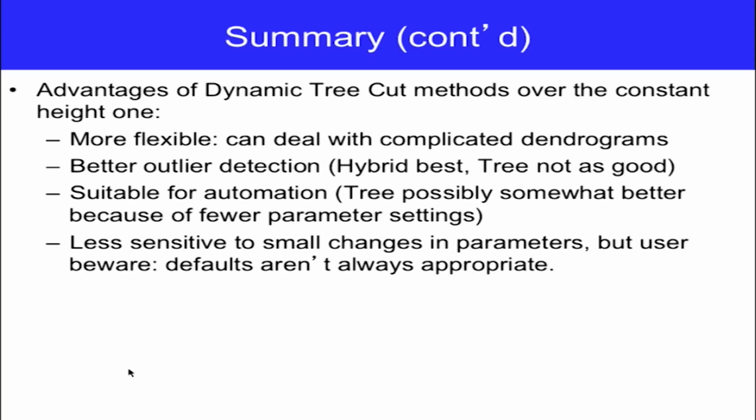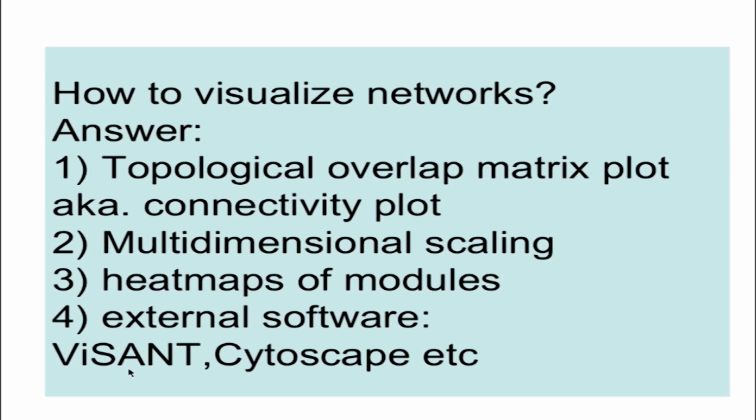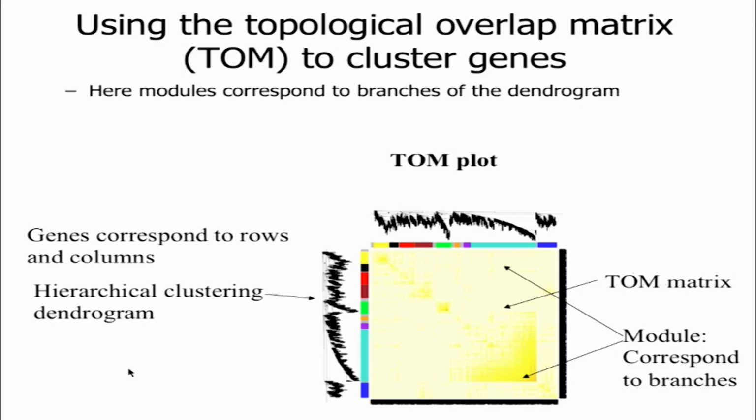All right. How do we visualize networks? There's a variety of tools. One is called the topologic overlap matrix plot. I'll just briefly review it, because often you see these plots in scientific papers. So there's something called the topologic overlap matrix plot, which is the following.